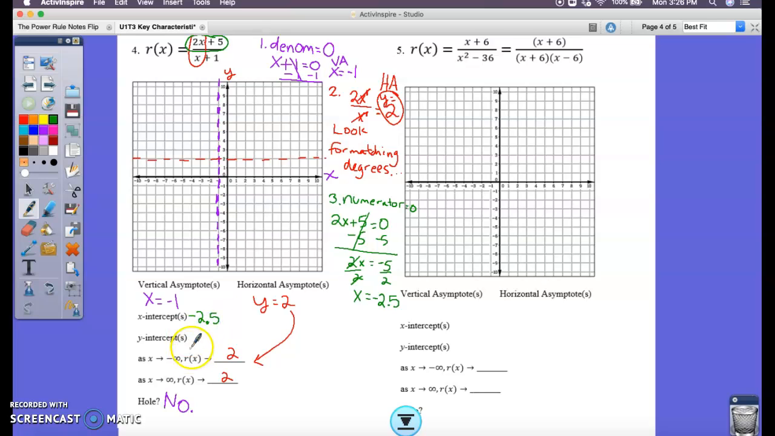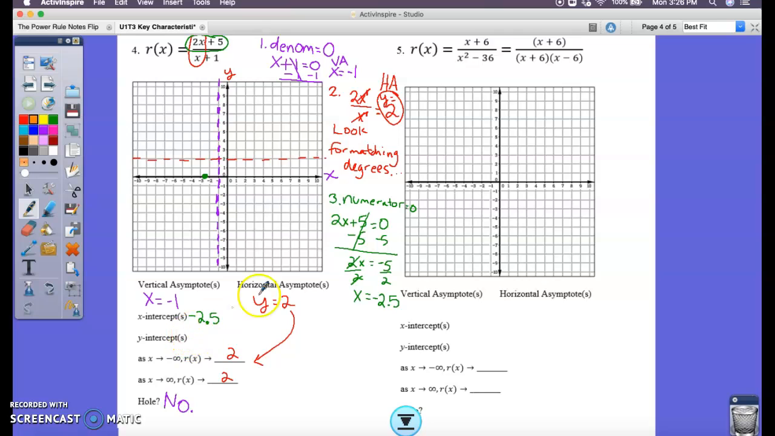Now, the reason we want the intercepts is because they're free points for us to graph on our lovely picture. So I'm going to go to x at negative 2.5 and put a free point. Now this is not a hole, so I can fill it in. Now I'm going to go to my y-intercept.